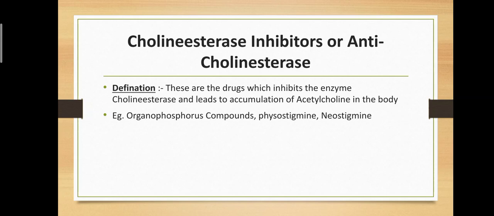Cholinesterase inhibitors or anticholinesterase. Definition: these are the drugs which inhibit the enzyme cholinesterase, meaning anticholinesterase, and lead to accumulation of acetylcholine in the body. Examples: organophosphorus compounds, physostigmine and neostigmine.